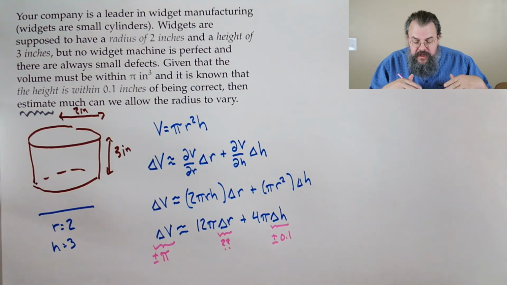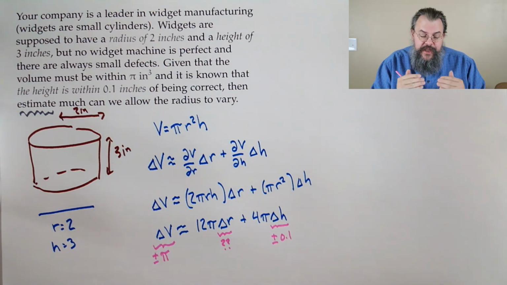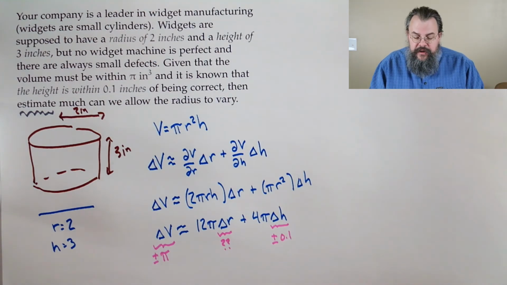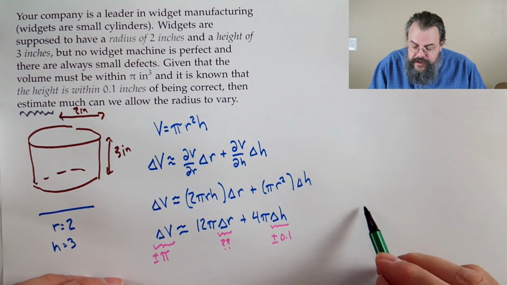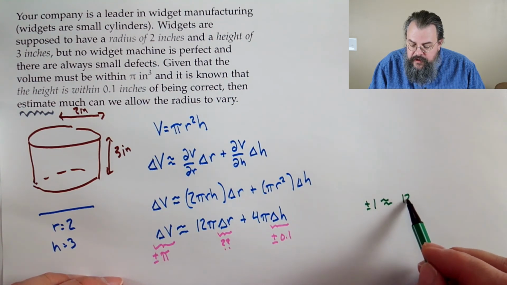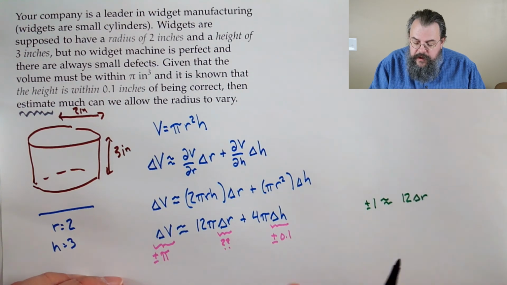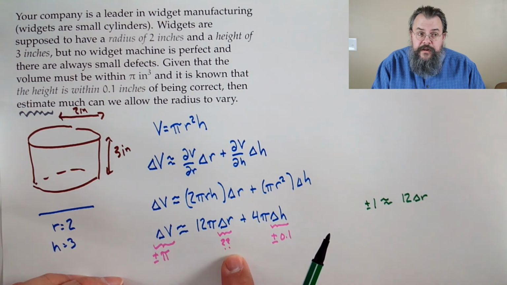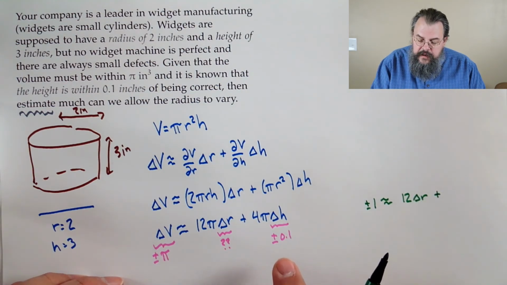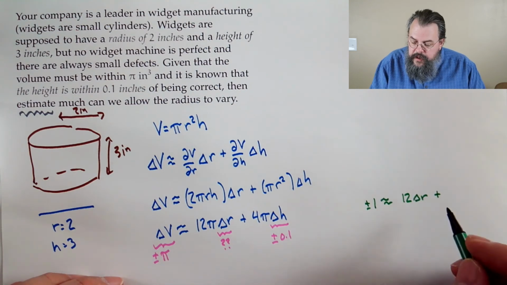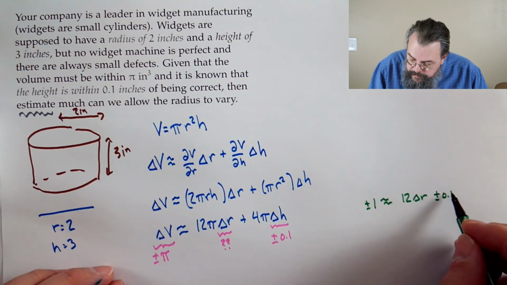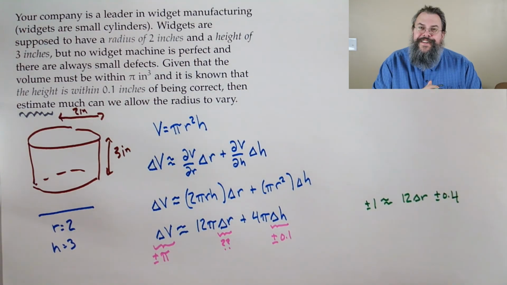All right, well, let's clean this up a little bit. Everything has a pi in it. So if we divide through by pi, we could say our tolerance, we need to be within 1, and that's going to be approximately 12 times however much we can afford to give away in terms of the radius, plus 4 times 0.1, so within 0.4, there we go.